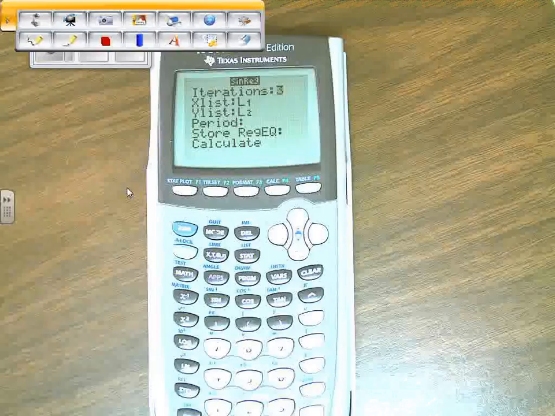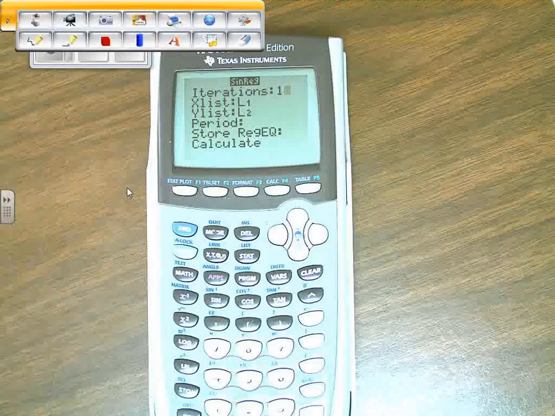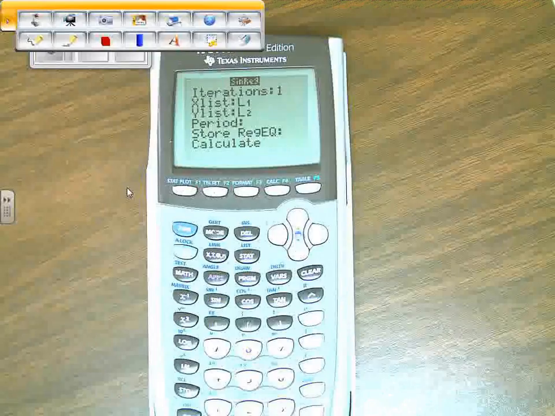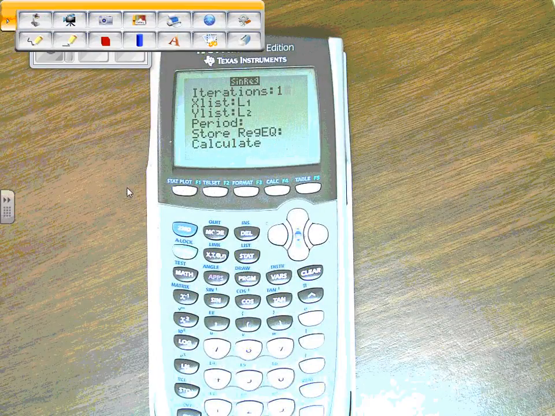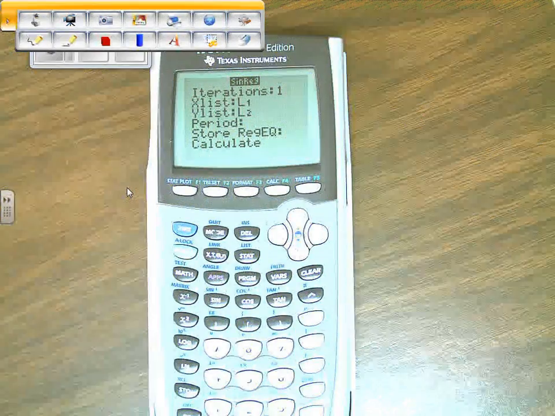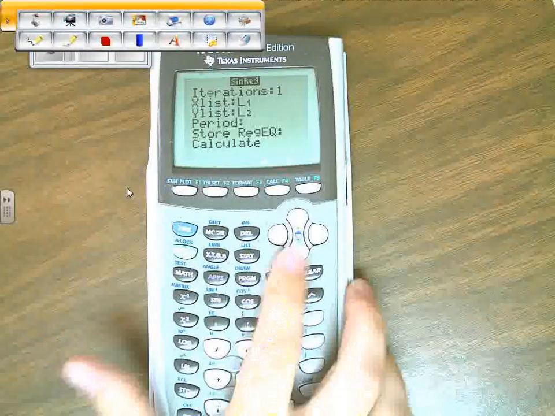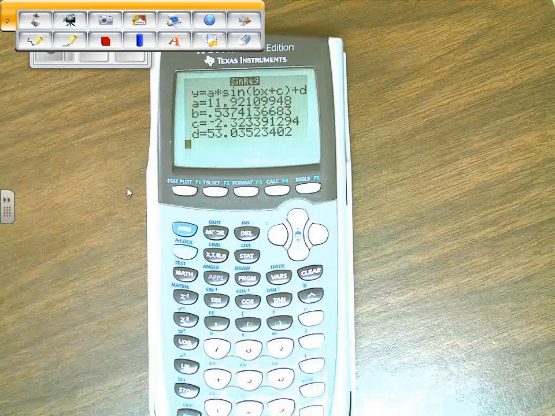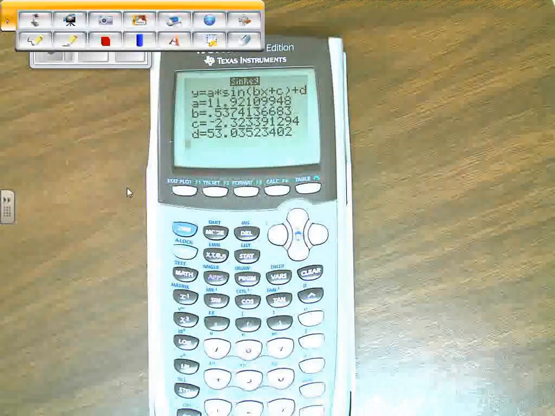Iterations, there was only one period in this, and that's what it's asking for, is how many periods were there. X and Y list, L1 and L2, as long as you did your work correctly, you could leave it. You could change those. If you ever do need to change those, you go to second 1 and second 2, or second 2 and second 3 if you wanted to use a different list. You can type the period in, but I'm not going to. I'm just going to push calculate. I'm going to have my calculator do the work for me. If you did know the period, you could type it in.